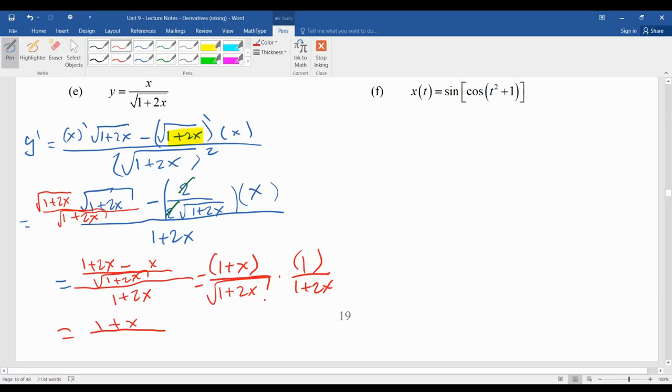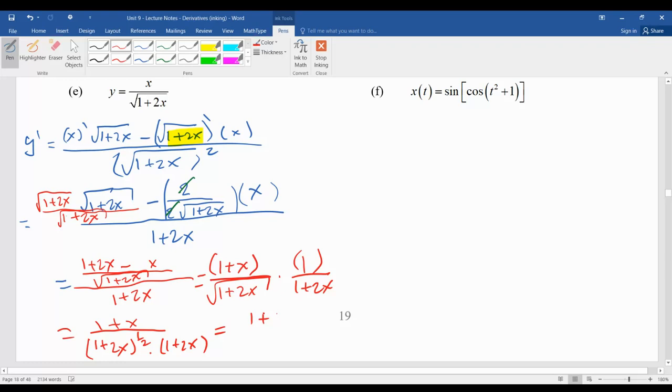Let's go with the exponent. Let's do both. If we write the square root of 1 plus 2x as 1 plus 2x to the 1 half, so 1 plus 2x to the 1 half, and then times the 1 plus 2x.